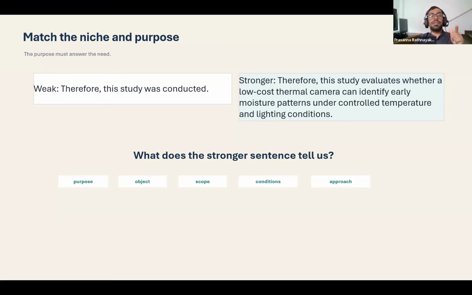Type in chat. While you're reading the second sentence, the stronger one, what does the stronger sentence tell us? Is it about the purpose, object, scope, condition, or approach? While you're reading and digesting, send me your response. You have to identify one piece of information it gives the reader. Is it purpose? Is it object? Is it the scope, conditions, or approach?